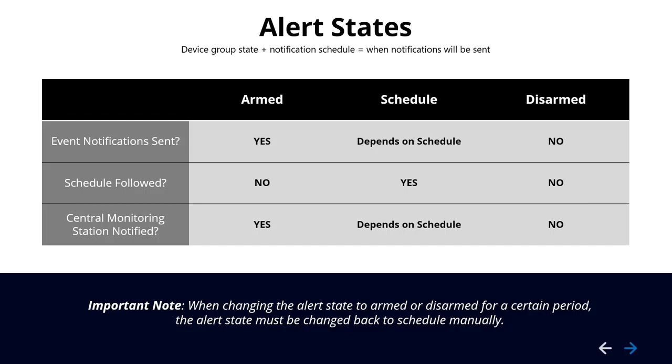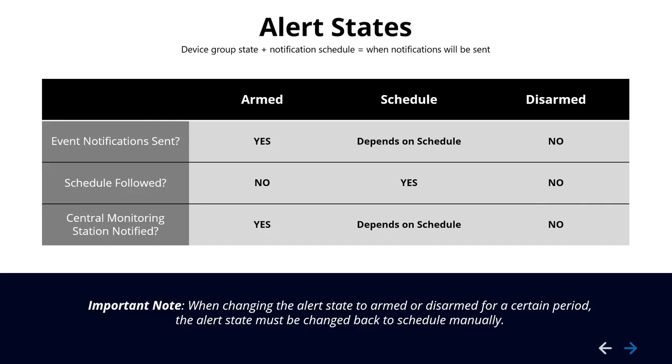Lastly is schedule, also referred to as neutral. In the schedule state, the platform will send notifications based on the schedule set up in the notification. For example, if the notification, when set up using device groups, has a schedule from 8 p.m. to 8 a.m., the notifications will be sent during that time. If the site is utilizing a central monitoring station, then the monitoring agent will be notified of events when the schedule is set up.